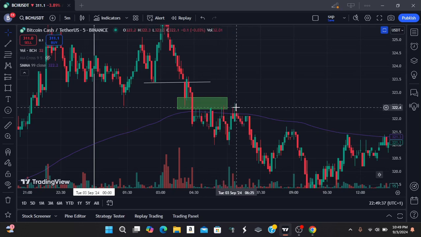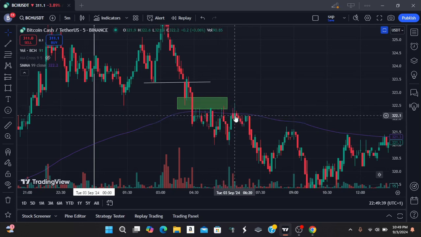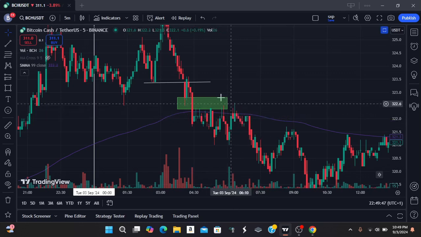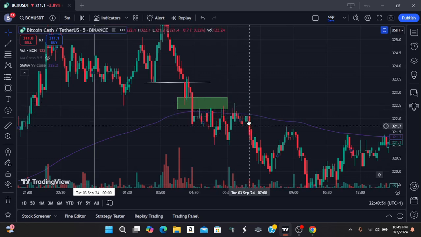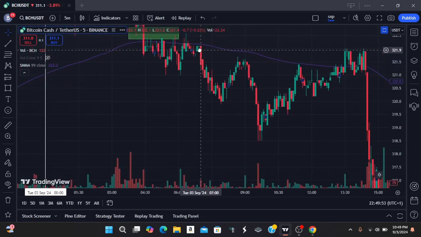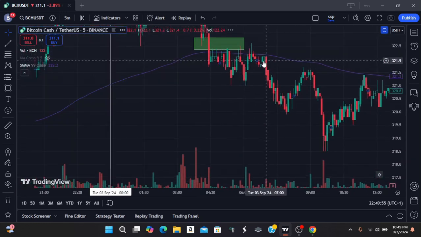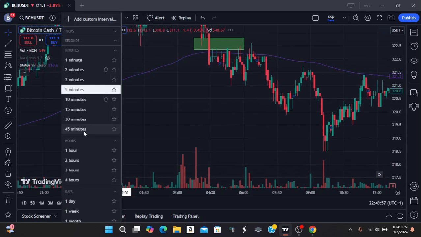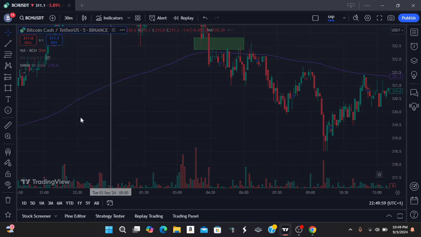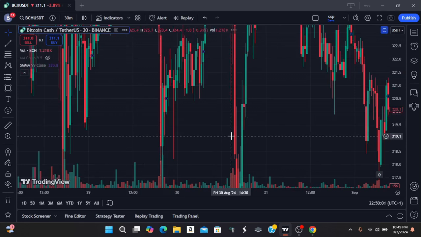After taking liquidity in the fair value gap, this happened around 6:20 a.m. If you look down here, this is where I see the time. So this green candle went into it by 6:20 a.m., and after that the market broke down, targeting the previous day low. Now let me come to the 30 minutes so that you can see the chart properly.